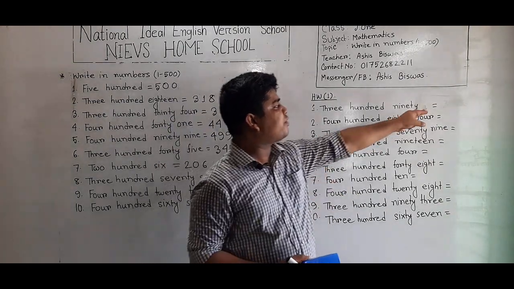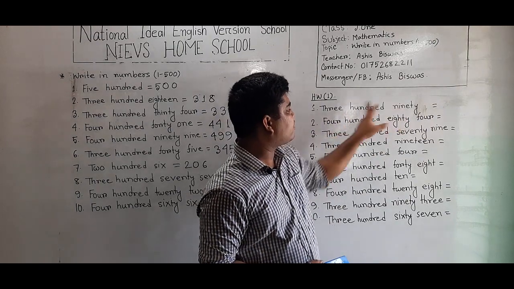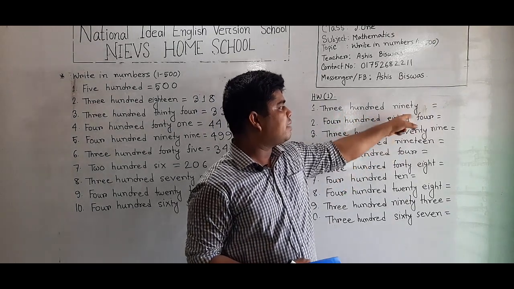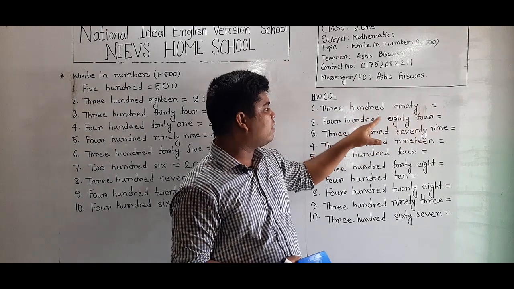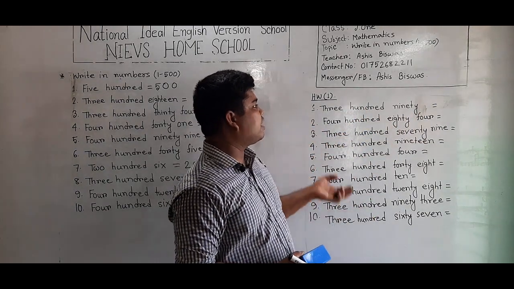Then you have to write the answer. That means first of all 390. 300 means 3 first. Then 90 means 9 and 0. For this reason the number will be 390. Like this you have to do your SW in your SW copy.